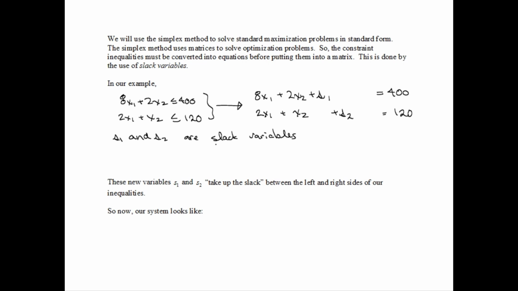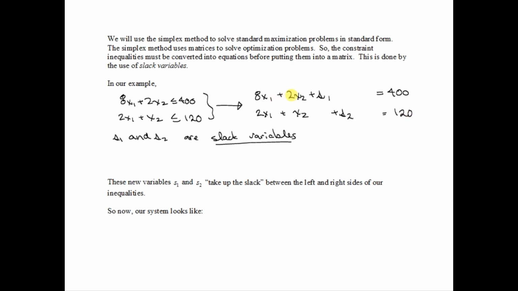The reason we have to do this is that we cannot put an inequality into a matrix. A row of a matrix represents equations. In other words, we need equal signs, not inequality signs. So we are going to let S1 represent the amount of slack between the total of 8x1 and 2x2. Those are going to give us some total, which has to be smaller than or equal to 400. S1 represents the slack, or the difference between the total of these two and the 400. S2 represents the slack, or the difference between 2x1 plus x2 and 120.